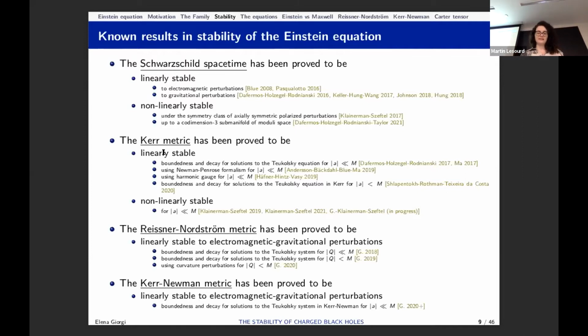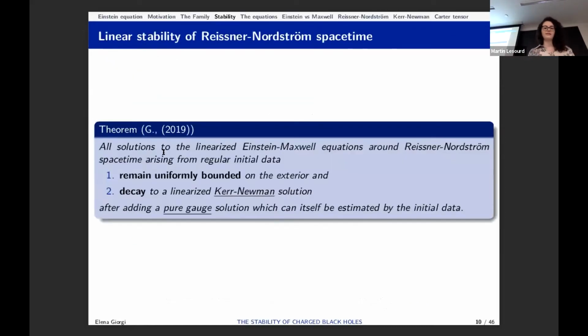What I want to talk about is actually the electrovacuum case, which is the Reissner-Nordström and the Kerr-Newman metric. That's what I've been doing in the past few years since my PhD. I want to state the theorem for the linear stability of Reissner-Nordström, just to give you an idea. The statement is a copy-paste of the theorem of Dafermos-Holzegel-Rodnianski in the case of Schwarzschild, but in the case of Reissner-Nordström. It says all solutions to the linearized Einstein-Maxwell equations around Reissner-Nordström, proving the full subextremal range, remain uniformly bounded on the exterior and decay to a linearized Kerr-Newman solution after adding a pure gauge solution, which can itself be estimated by initial data.